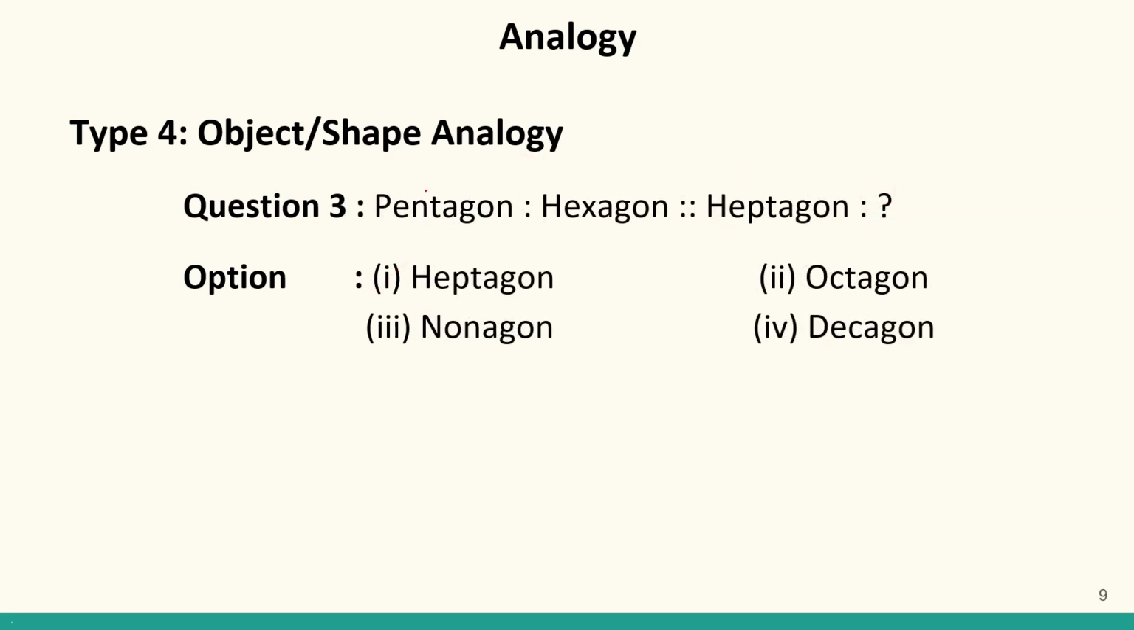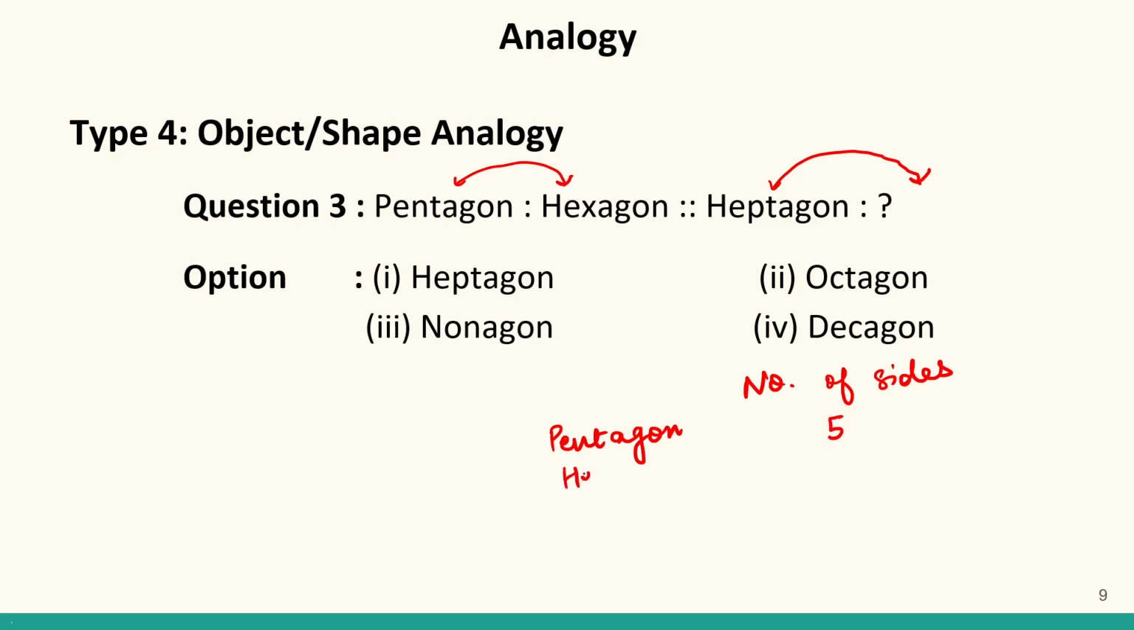Now, pentagon is somehow related to hexagon and we have to find the similar relationship for heptagon. Now let me write. Pentagon has how many sides? I am writing number of sides. Okay. For pentagon, the number of sides is 5. And for hexagon, the number of sides is 6.